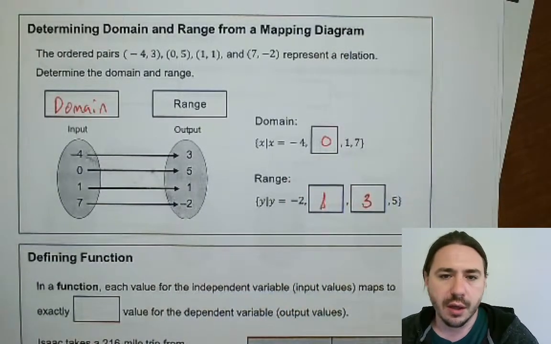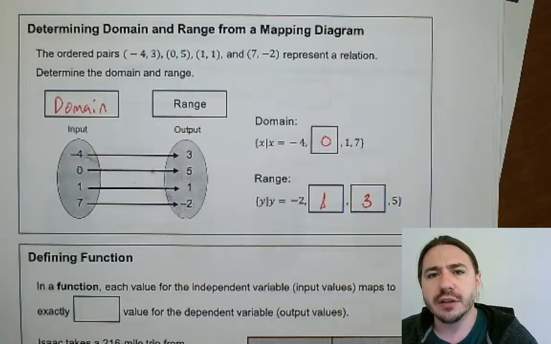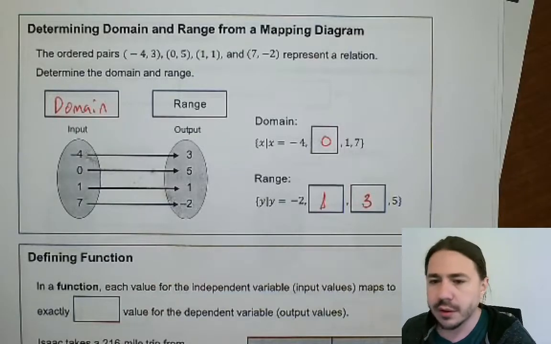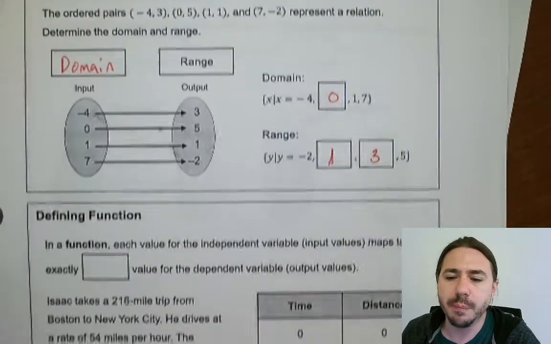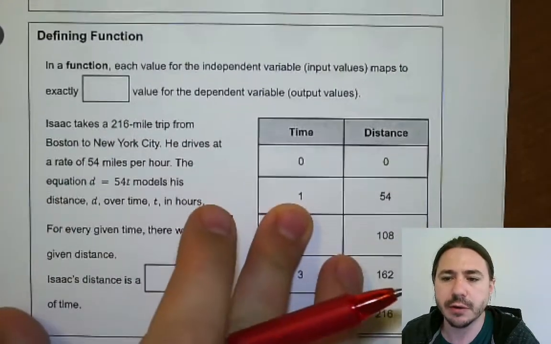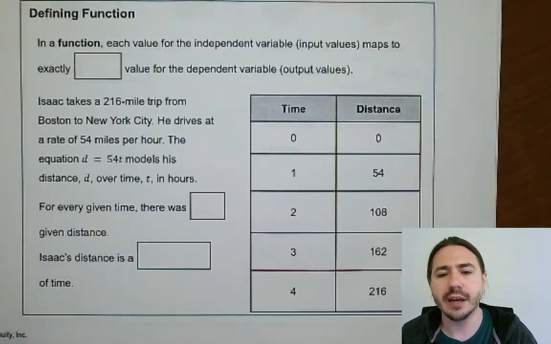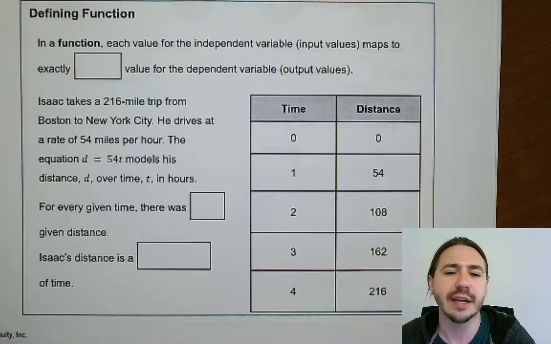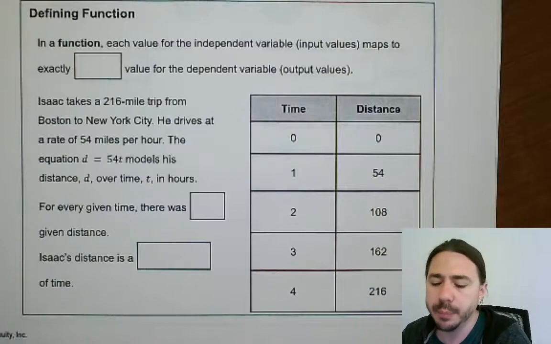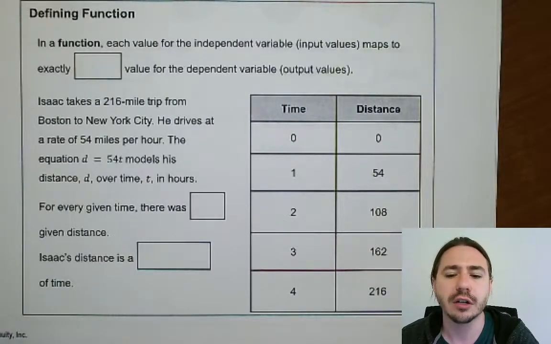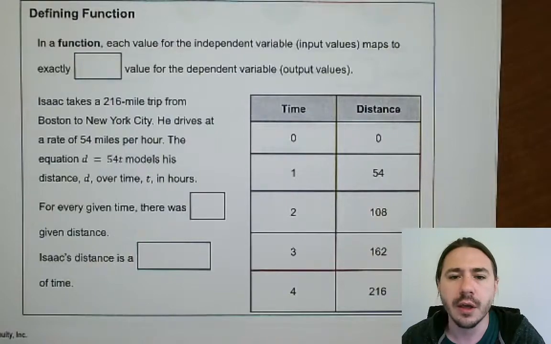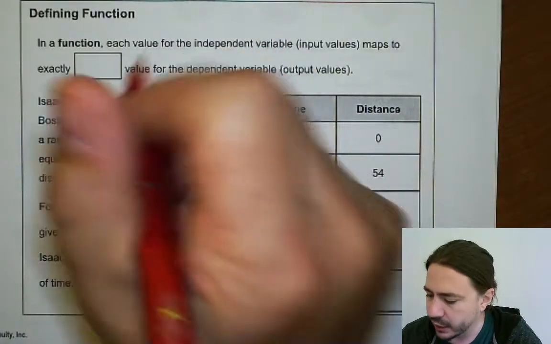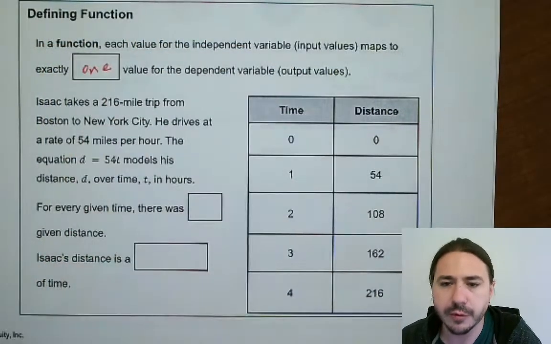So the big takeaway from that is that your domain consists of your x values and the range consists of your y values. But let's dive back into what a function is, because that really is the question for the day. It is important that you understand what domain and range mean before we can really tackle this idea of what a function is. But let's go ahead and do that since we've already talked about domain and range. So in a function, each value for the independent variable maps to exactly one value for the dependent variable.